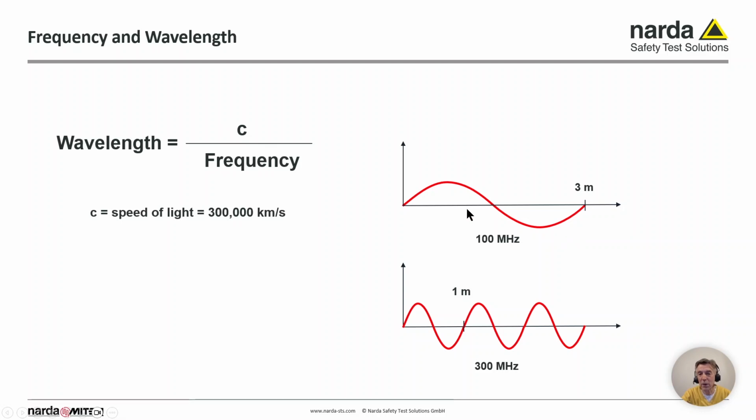And one figure I always know: 100 megahertz, FM radio, is a wavelength of 3 meters. And from there, you can calculate: 300 megahertz means 3 times the frequency, which means a third of the wavelength, roughly 1 meter. Okay, you just have to know one value. From there, you can calculate 1 gigahertz means 0.3 meters wavelength. Easy.